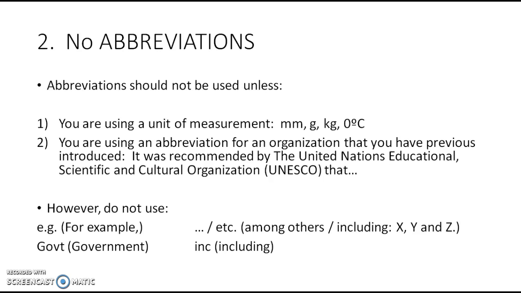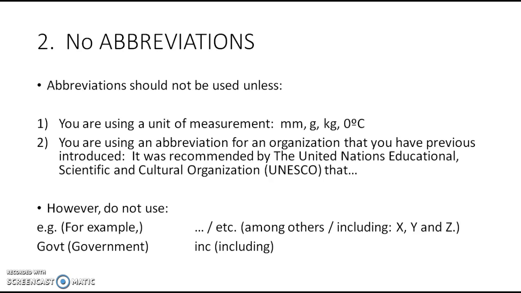There are some exceptions. So for example, if we're using a unit of measurement. If we want to talk about the length of something, we may use km for kilometers, m for meters, and mm for millimeters. For weight, we may use g for gram, kg for kilogram as well. It's okay in this case to use the abbreviation, but that's only for units of measurement.